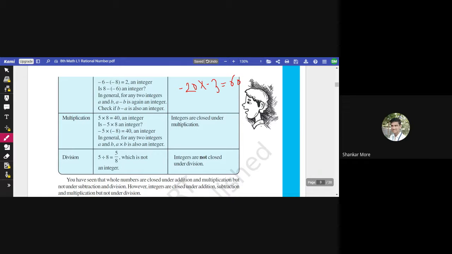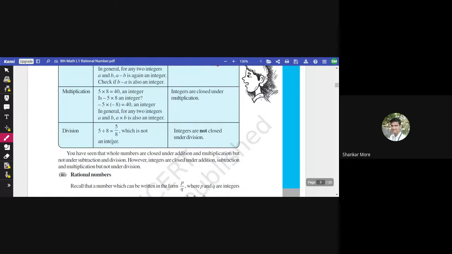So 60 is an integer or not? Is it an integer? Yeah, absolutely. It is an integer. So we can say that integers are closed under multiplication. Now check for division. Take any two integers, any two, not this.